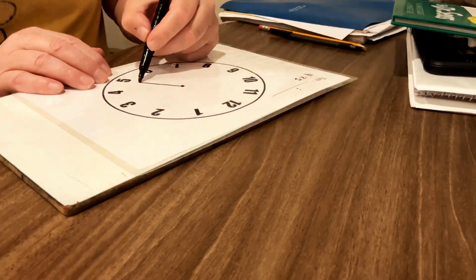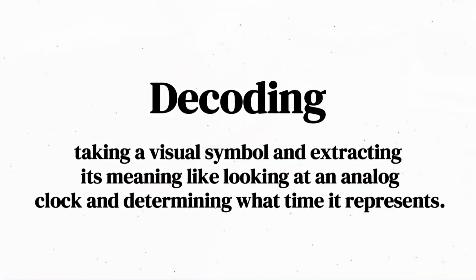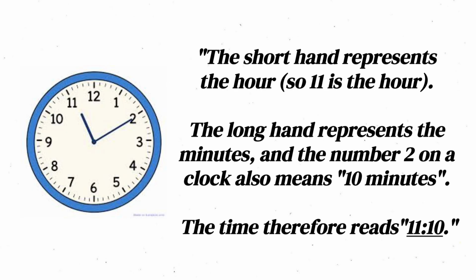Now, decoding, on the other hand, is the ability to essentially do this in reverse. So decoding is the ability to look at an analog clock, analyze the hands and numbers, and translate the encoded information into a conceptual time value. So looking at a clock where the short hand points to 11 and the long hand points to 2, and then interpreting the combination of the hands and numbers to mean 11:10.